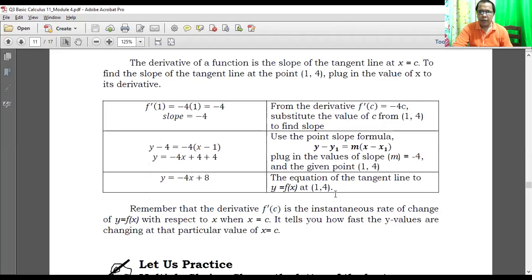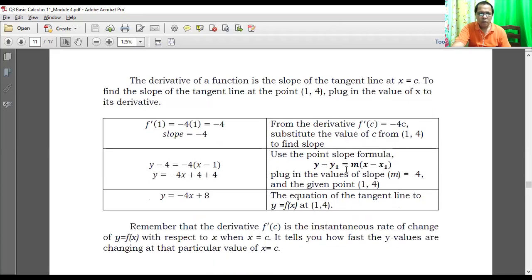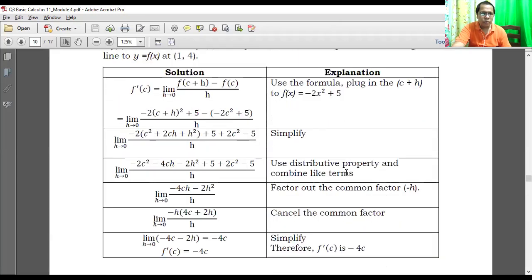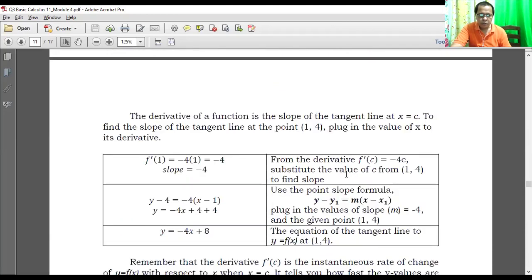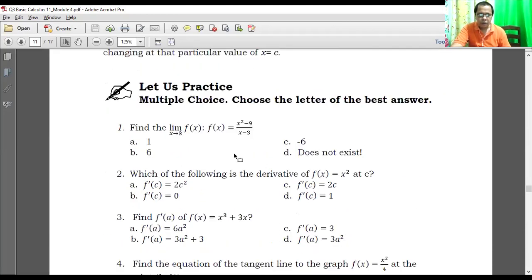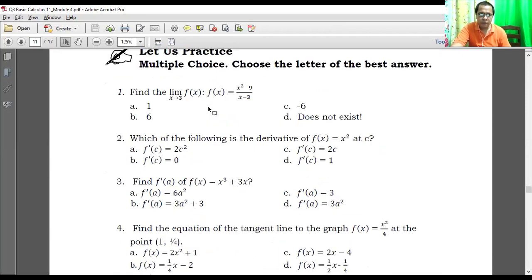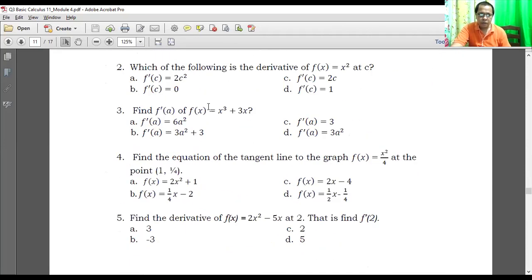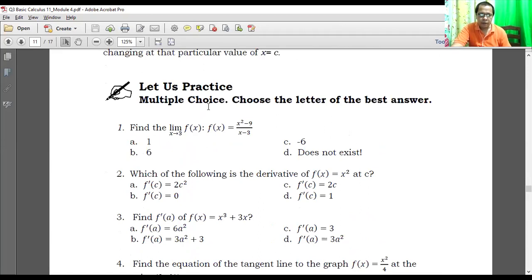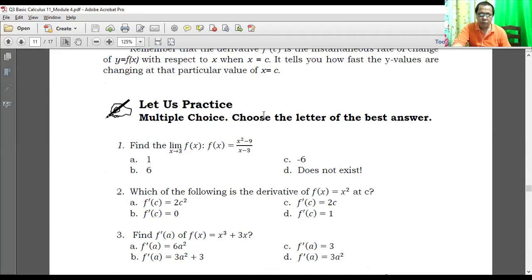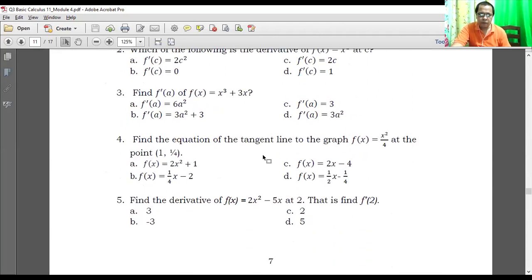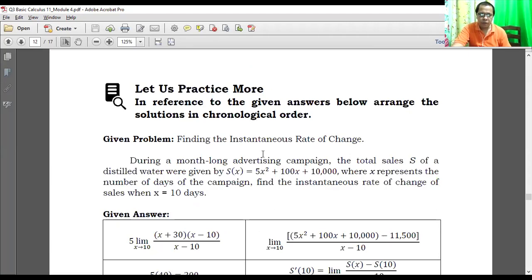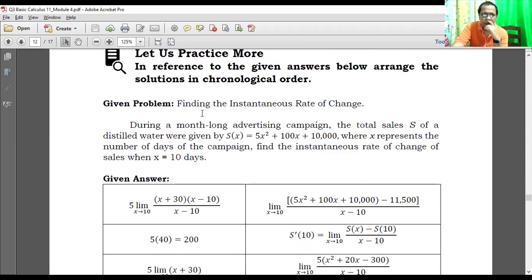Okay, so kung tanawon ninyo sa module, ano ba yung module? Okay, module 4. Okay, Kane, you need to answer this one. Let us practice. Find the limit. I will require you to show your solution on this one. Okay, show your solution because it is a practice. And then, problem, okay, finding the instantaneous rate of change. This is now an application, no?